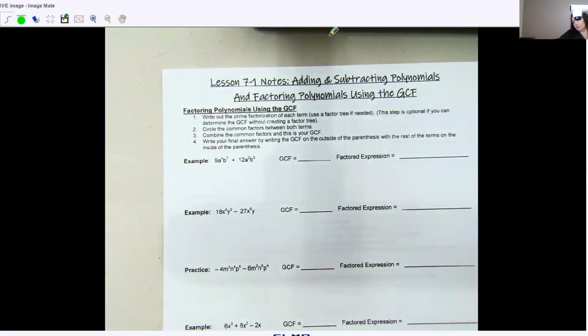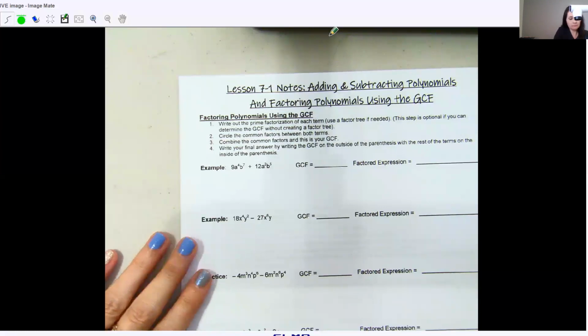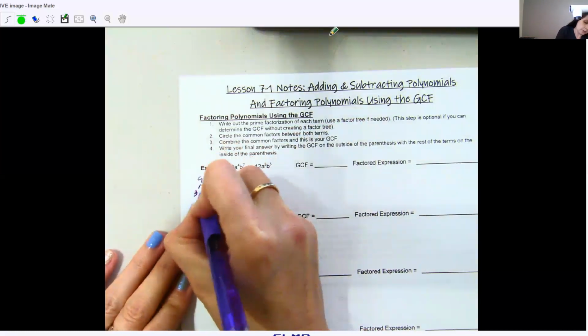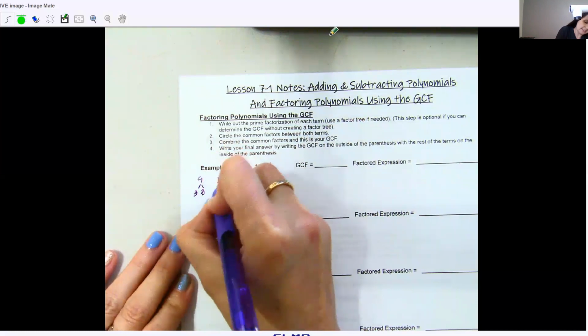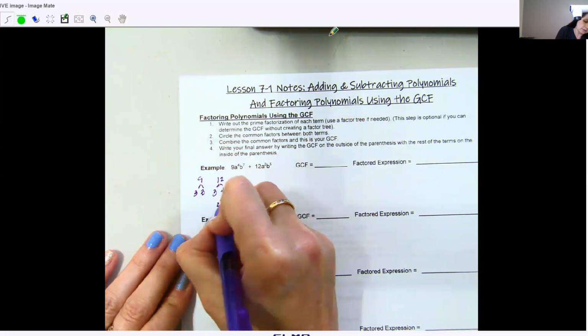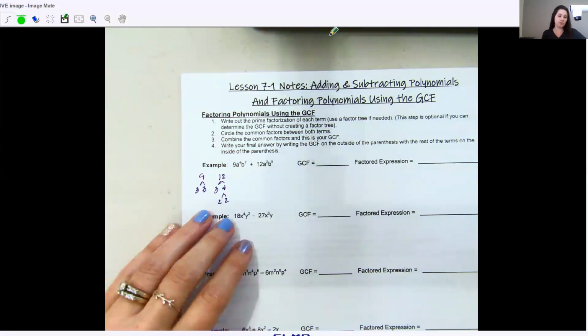Okay, I'm going to take a drink of water first. Okay, so I'm going to factor out my 9 and my 12 to prime numbers. And like these smaller numbers, a lot of you can do these in your head. Okay, so there's my prime factor tree.